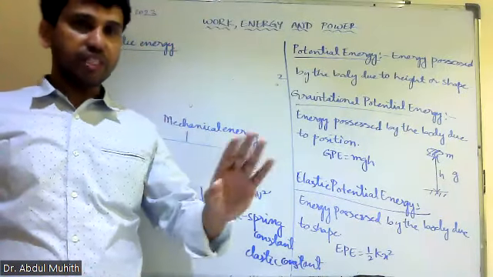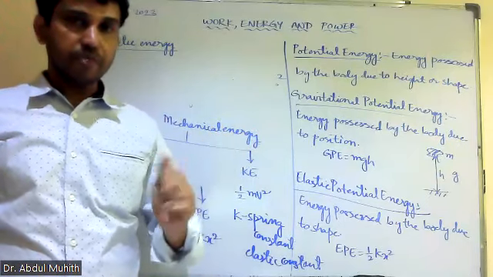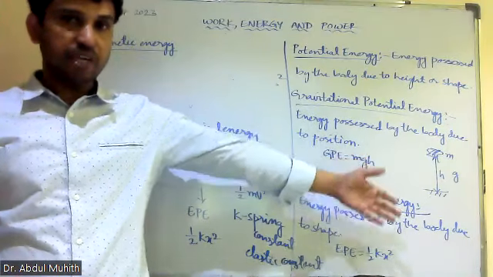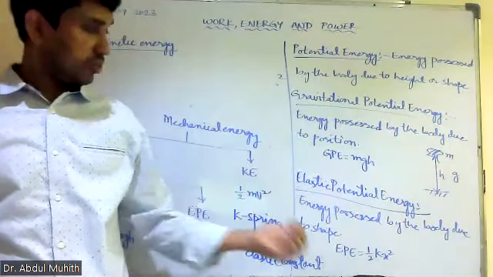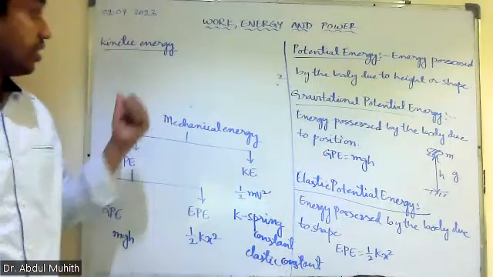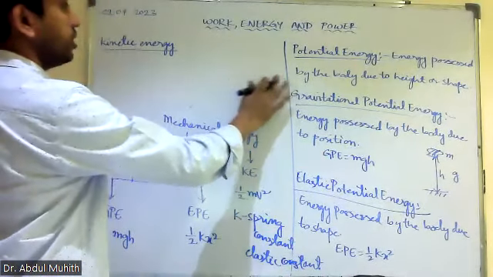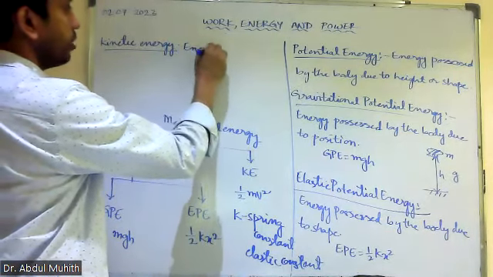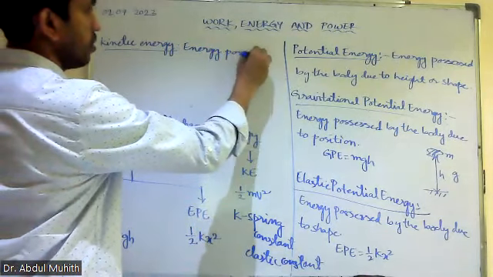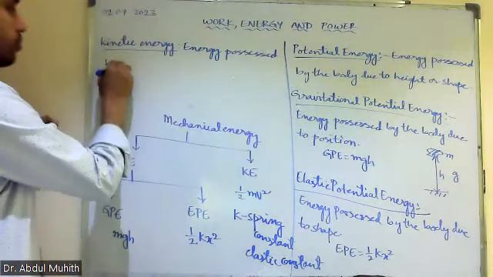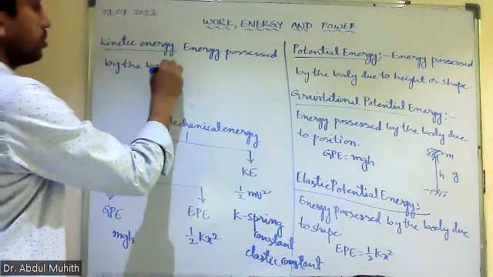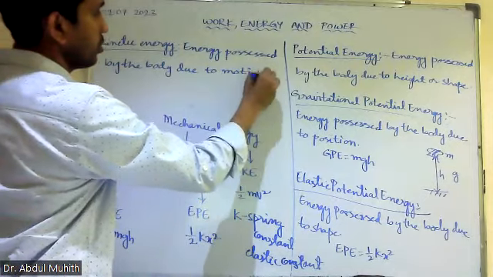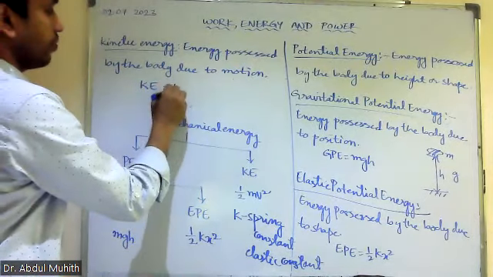You know that mgh is very simple to understand. How did we get that? Force into displacement. The force is mg and displacement is h. Multiply, you get mgh. When we come to elastic potential energy, I will derive it. And we have kinetic energy. What is kinetic energy? Kinetic energy is the energy possessed by the body due to motion. So what is the formula? Kinetic energy equals half mv square.